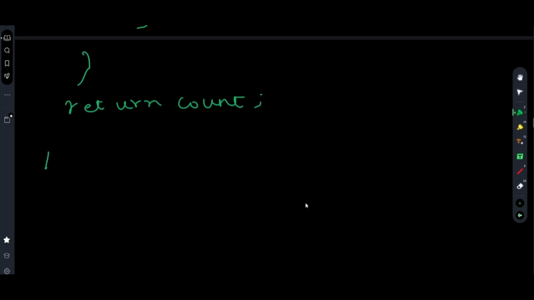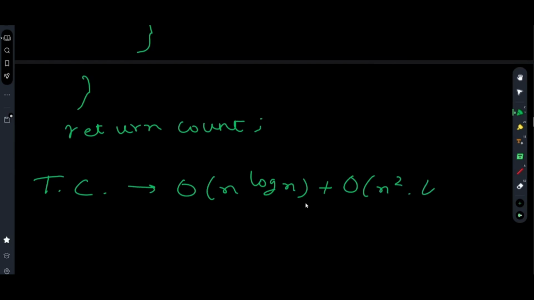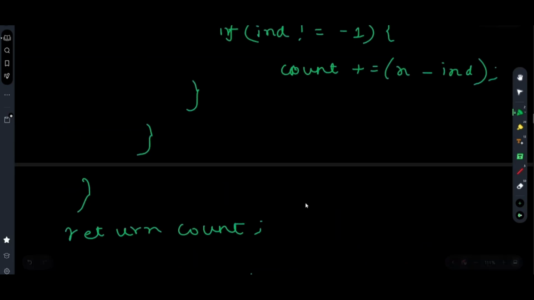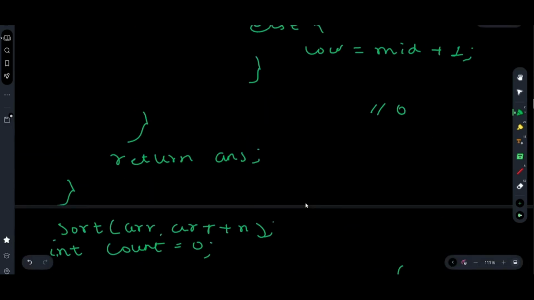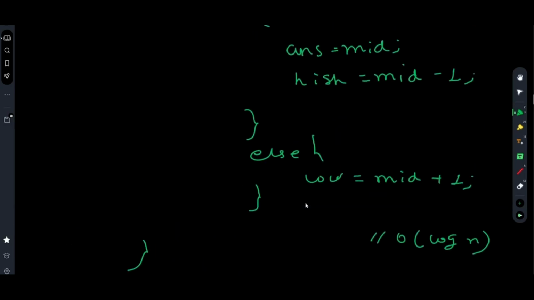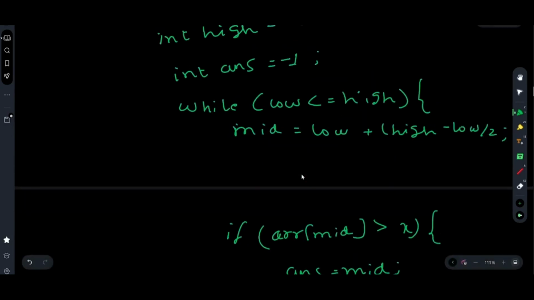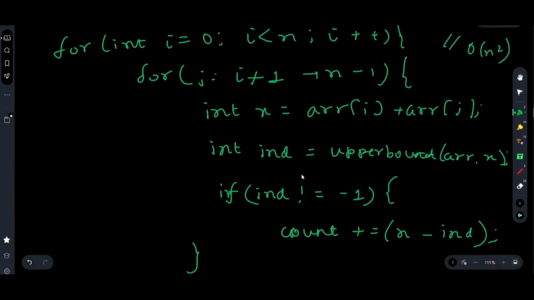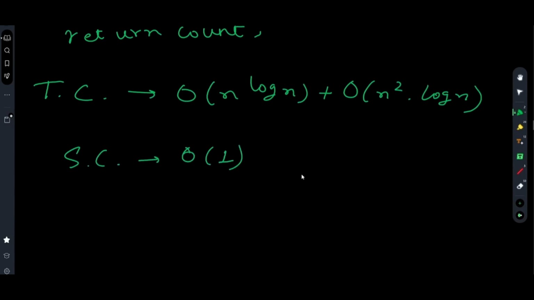Now what will be the time complexity? Very simple. First you're sorting, n log n, plus O of n square into log n. This is the entire time complexity. This particular thing is going to take O of n square, and this particular thing will take O of log n, since high is the array size minus 1, so it is O of n. So this is the time complexity, and your space complexity will be O of 1. This is the better solution.